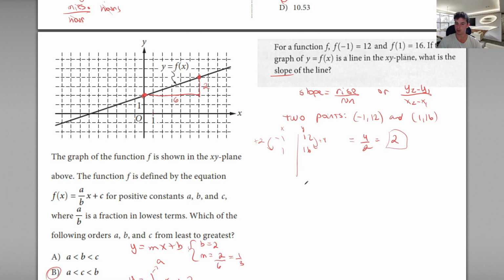Okay, so this is the slope. Or we could have done y2 minus y1 divided by x2 minus x1, and that's equal to, if this is x1, y1, and this is x2, y2, so we know that 16 minus 12 over 1 minus -1, be careful with the signs. So 4 divided by 1 minus -1 is actually 1 plus 1. So that gives us 4 over 2, same thing. That's equal to 2. Okay, so the slope would be 2.